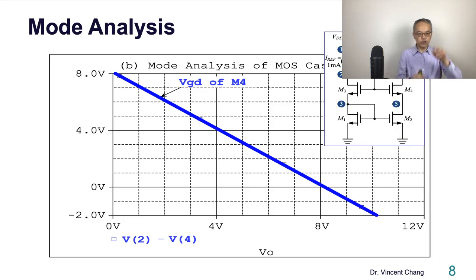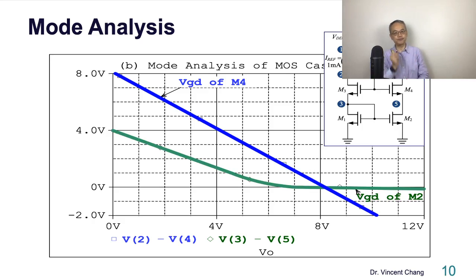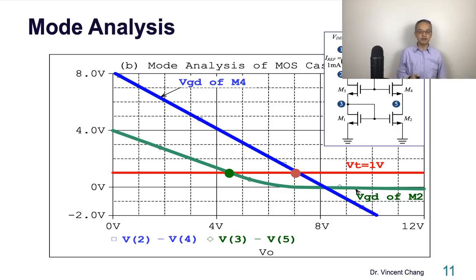And then you probe 3 minus 5, the green one. The 3 minus 5 is the gate voltage minus drain voltage of Q1, Q2. It goes like this. Different, right? And then you put on a straight line like this, the threshold voltage. Let's say the threshold voltage is 1 volt. You get two intersecting points.